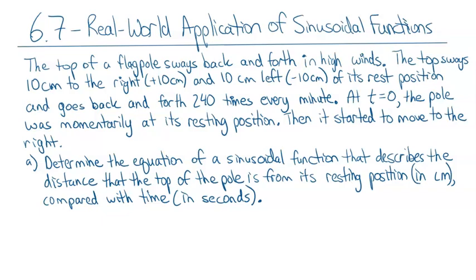In this video, I'm going to go over a real-world application of sinusoidal functions. What we're about to look at is a flagpole swaying back and forth in the wind. This has similarities to someone swinging on a swing back and forth. It also has similarities to skyscrapers. As wind blows on skyscrapers, they also sway back and forth. So engineers would have to test for these kind of things as well.